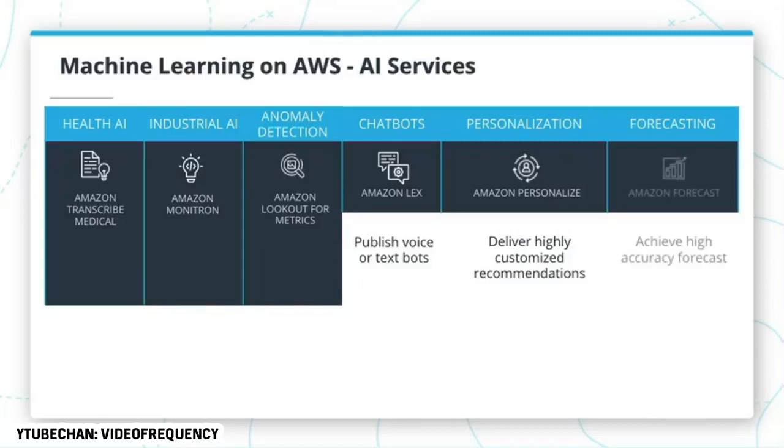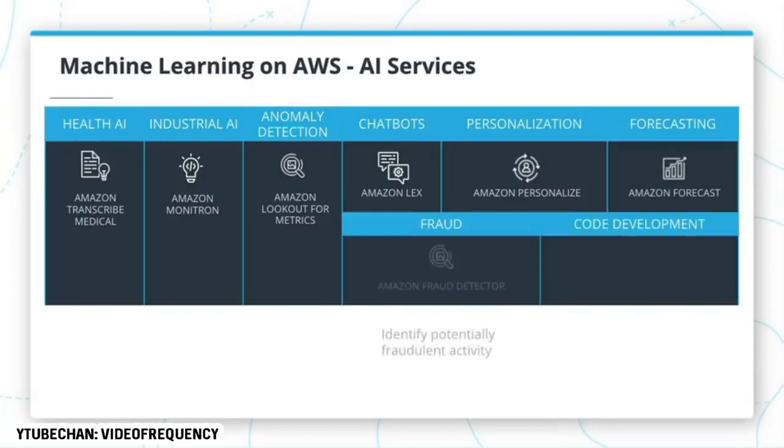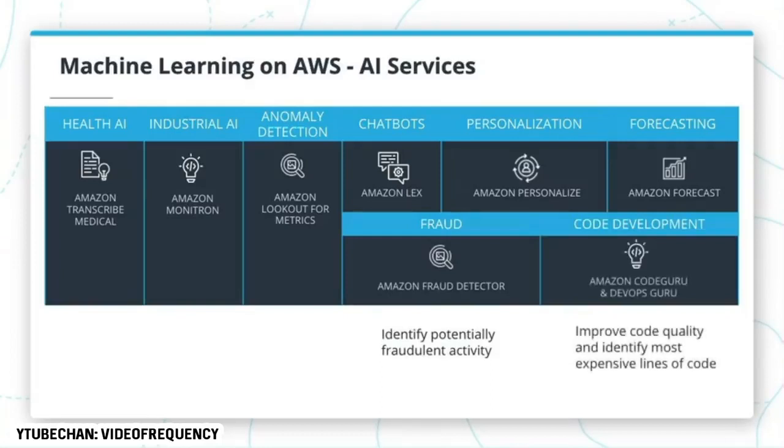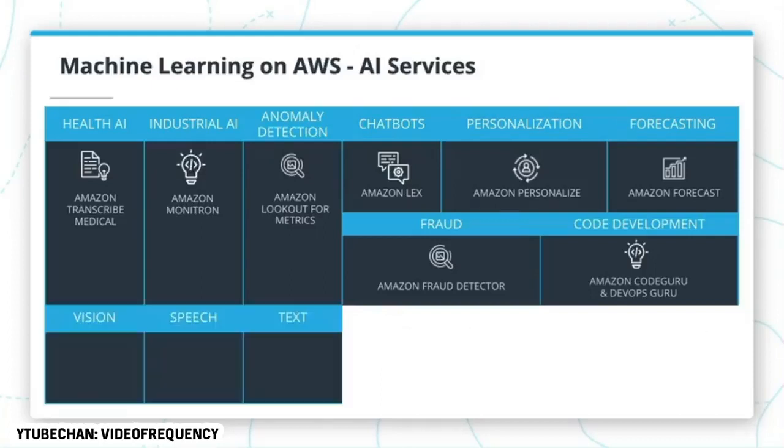Amazon Forecast helps you achieve high accuracy forecasts that can be used for forecasting product demand, resource needs, or financial performance, and many more. Amazon Fraud Detector uses machine learning and more than 20 years of fraud detection expertise from Amazon to identify potentially fraudulent activities. CodeGuru provides intelligent recommendations to improve your code quality and identify an application's most expensive lines of code.